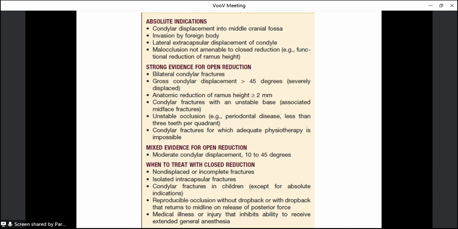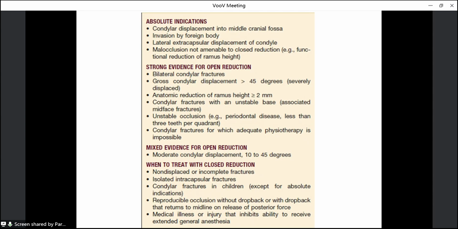Now the last condition: when to treat with closed reduction, when surgery is not indicated. An undisplaced fracture or incomplete fracture: if the condyle is fractured but it is undisplaced, or if it is an incomplete fracture, then you don't have to operate. You can treat non-surgically.